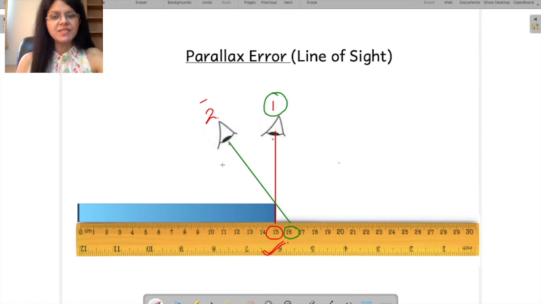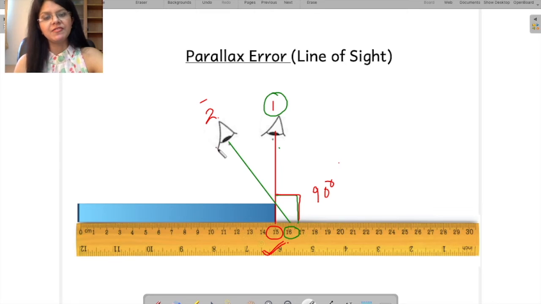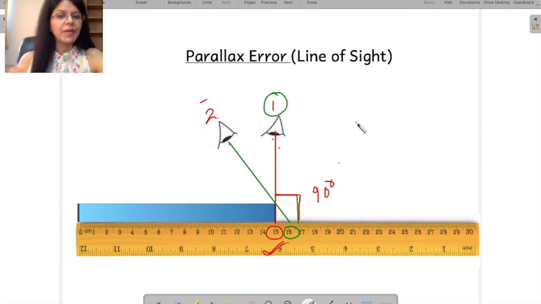What is the difference between the red line of sight that you see here and the green line of sight? If you notice carefully, the red line of sight is at a 90 degrees angle with the ruler. So this is very, very important. There can be multiple lines of sight depending on from which location you are looking at the ruler.